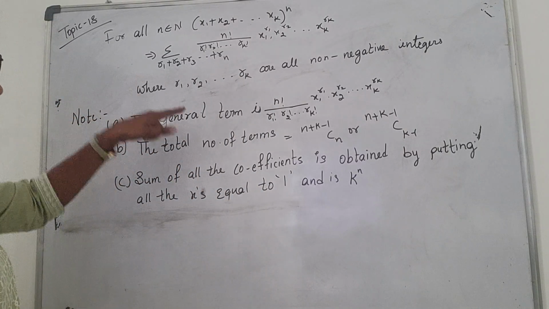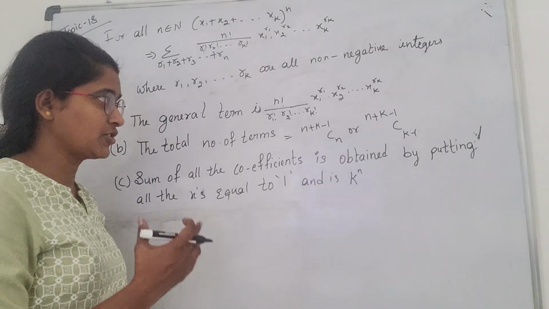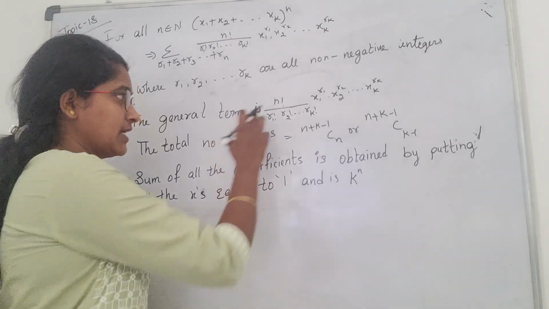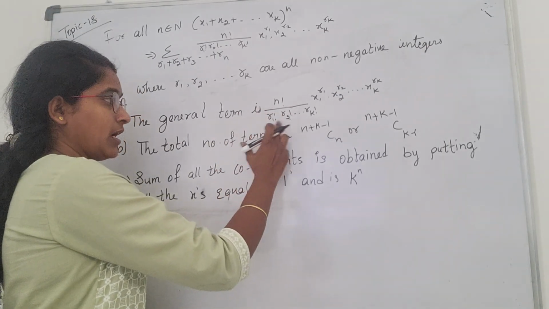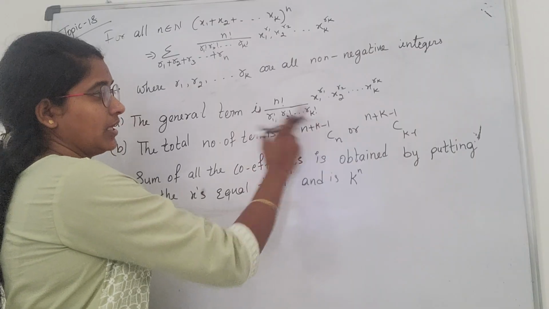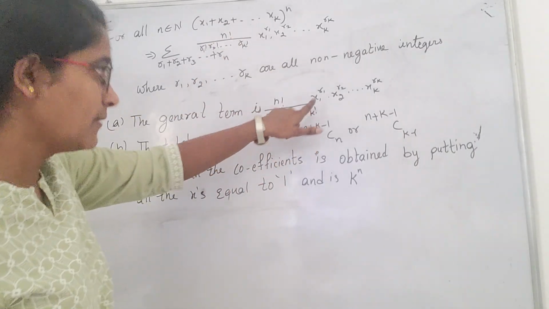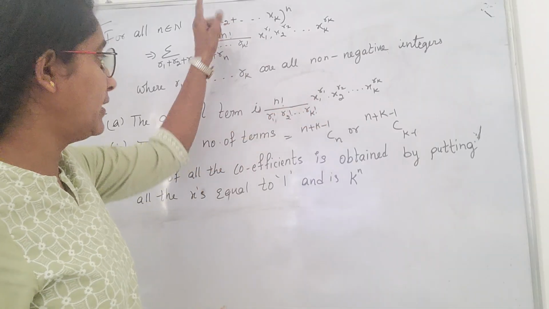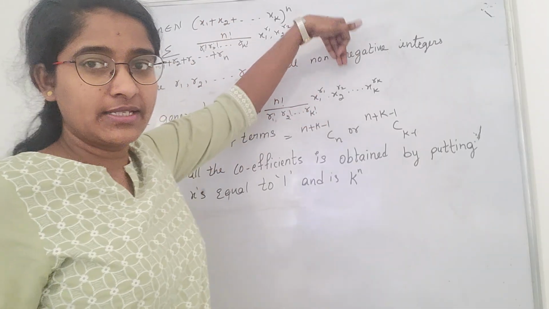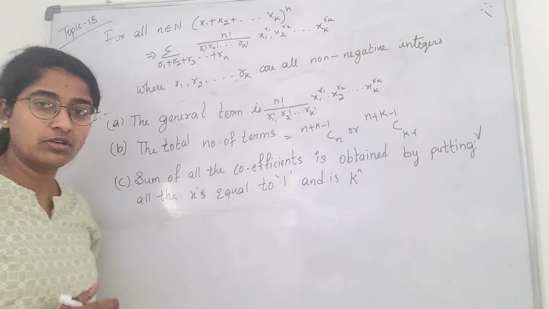So actually the general term, the standard form of the formula, we can call it n factorial by r1 factorial, r2 factorial, r3 factorial, and so on rk factorial. How many terms are there? That many factorials, and then x1 power of r1, x2 power of r2, and so on like that, xk power of rk. This is the formula. So how did we get this formula?